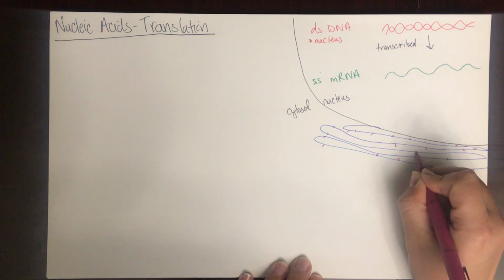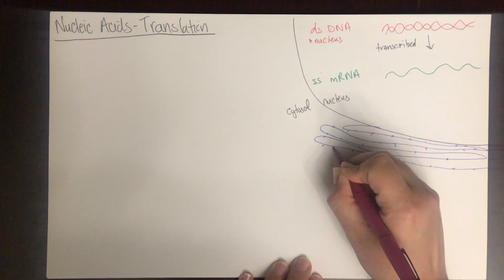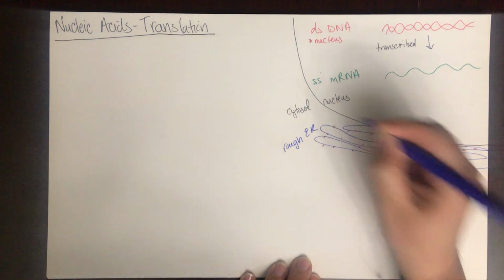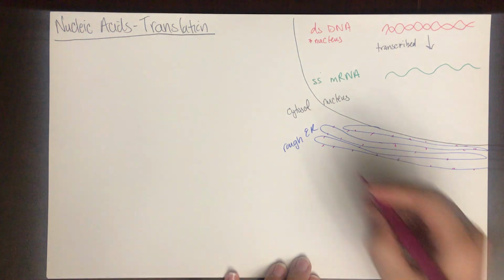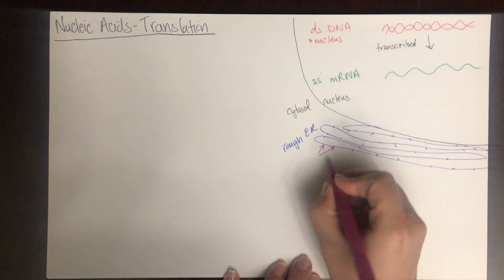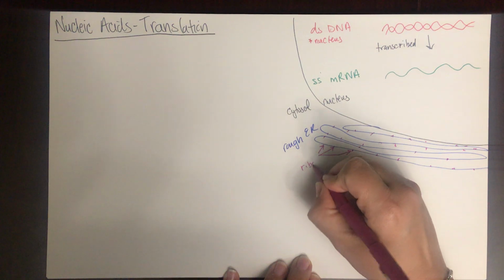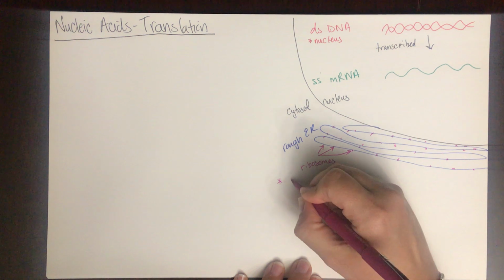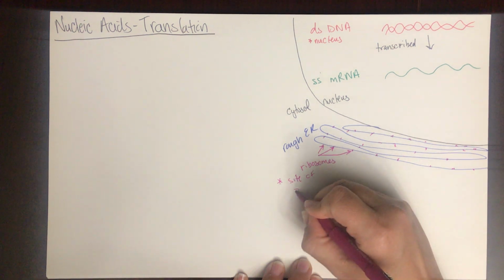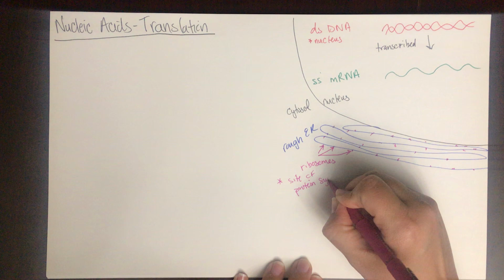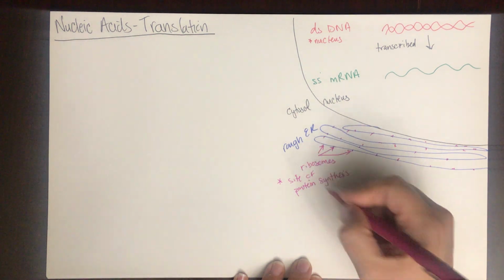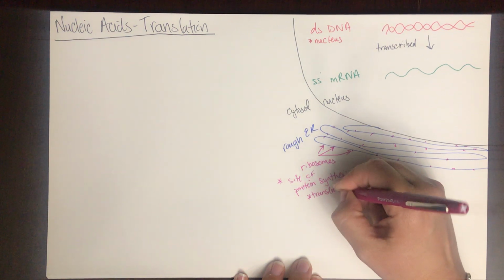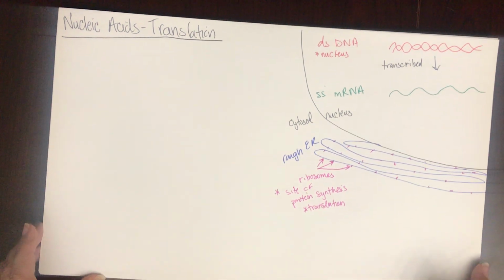When we have ribosomes on the endoplasmic reticulum, it's called rough endoplasmic reticulum. What makes it rough is that it is studded with these ribosomes. Ribosomes are the site of protein synthesis. The process of protein synthesis from a transcript is translation, and that's what we're talking about right now.